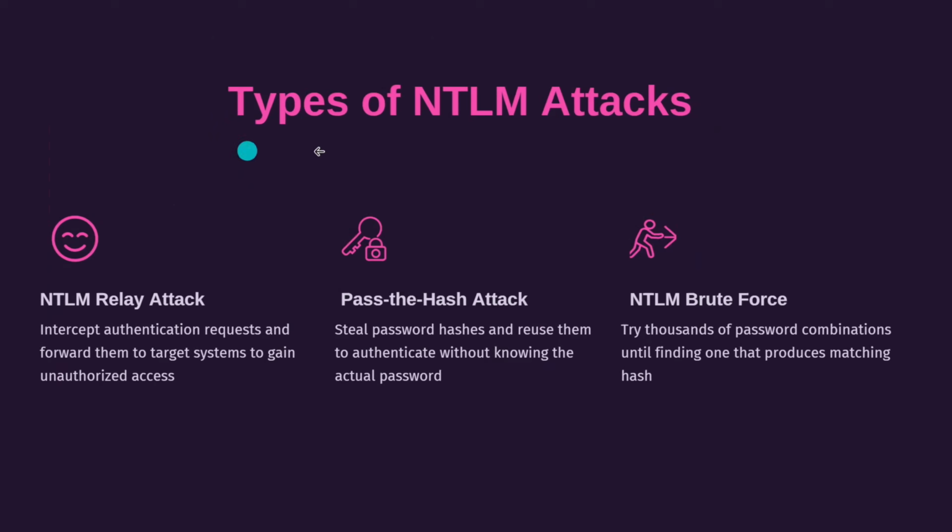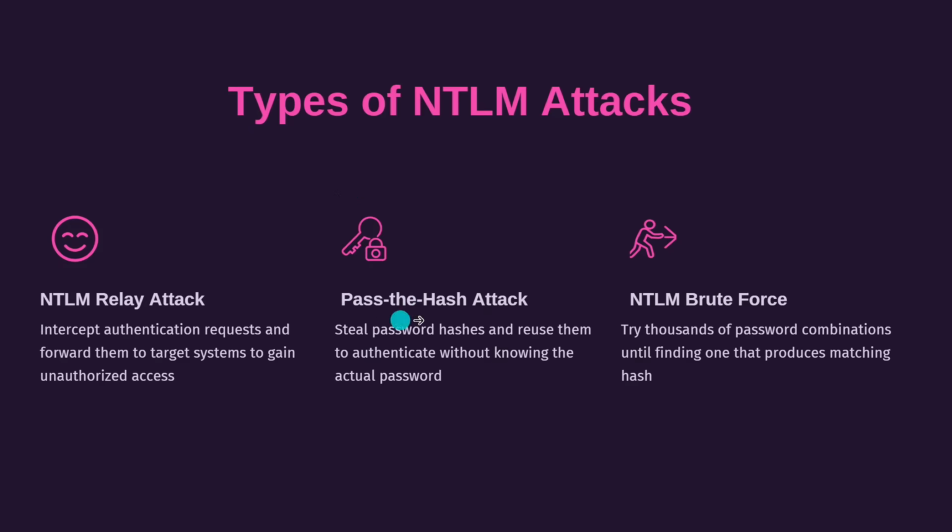Types of NTLM attack. First, NTLM relay attack. In this attack, the attacker intercepts authentication requests and forwards them to the target system to gain unauthorized access. The attacker can do a man in the middle, or just read the messages transferred over the protocol, and then push the hashes to the server through other machines like a client.